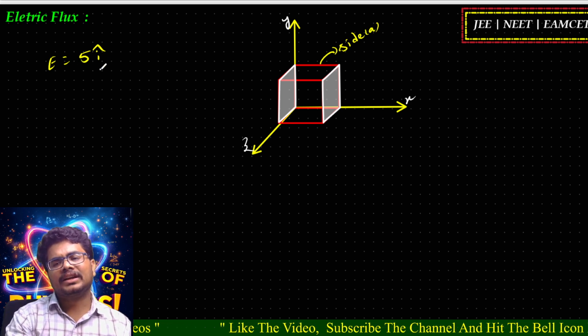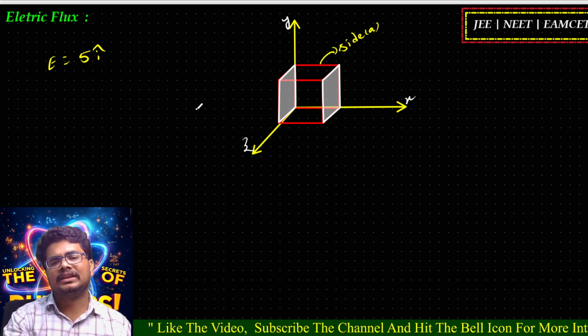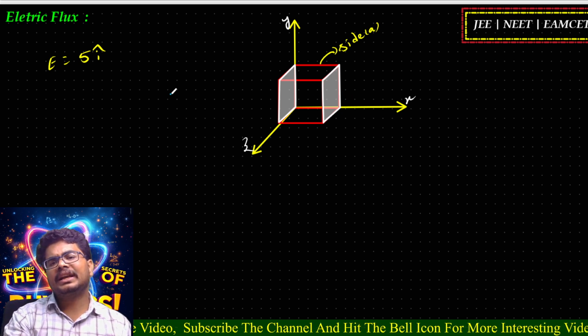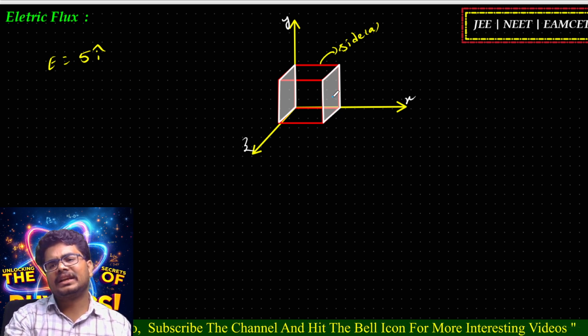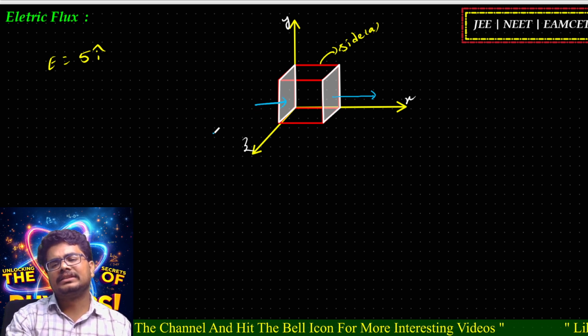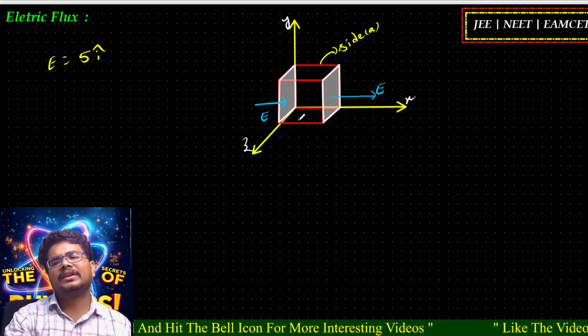E equal to 5 I cap. The portion which I shaded, that face only will contribute the flux. How much flux will contribute, we need to check that. Electric field is 5 I cap, along the x direction. The electric field is applied like this. This is what indicates the electric field. And how does the area vector come?